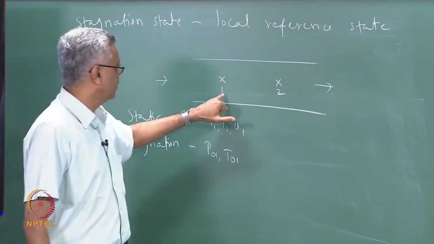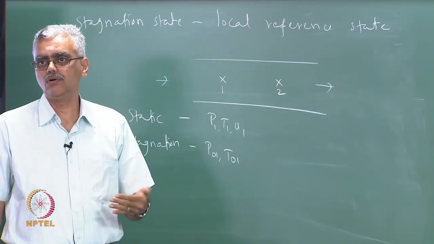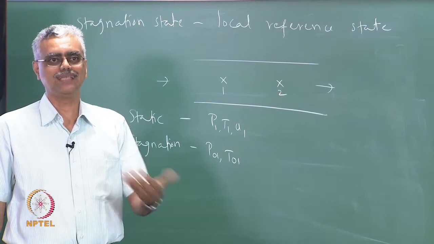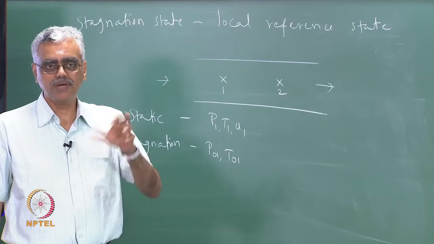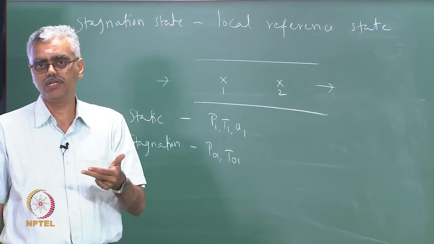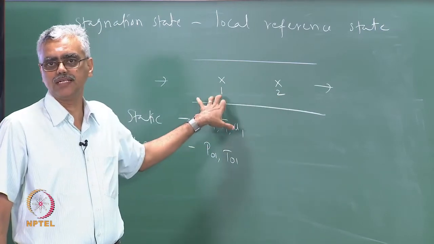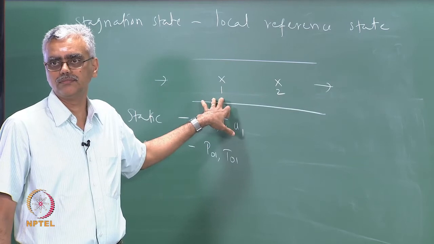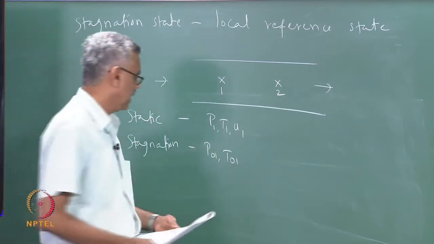Okay. So, if in between point 1 and 2, let us say I add heat to the flow or I do some work on the flow, let us say it is a compressor, or I extract some work from the flow, it is a turbine. So, depending upon the interaction, heat or work interaction that I have or irreversibilities, the stagnation state at point 2 can be different from stagnation state at point 1. Okay. So, it depends upon the interaction that I have.